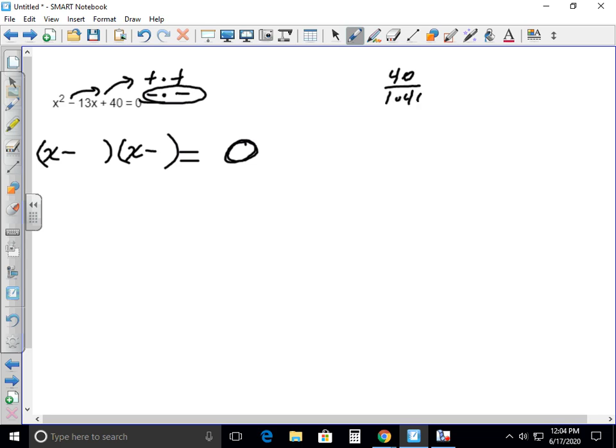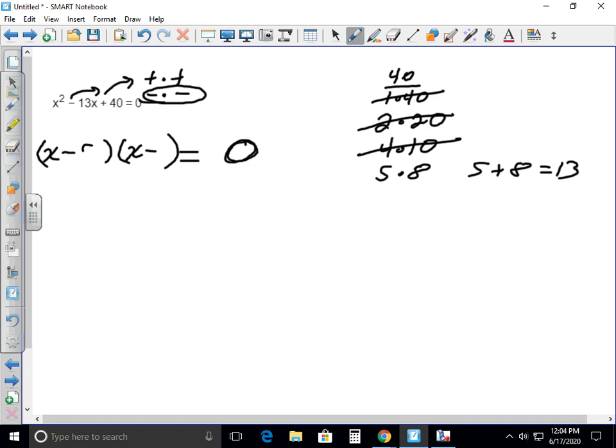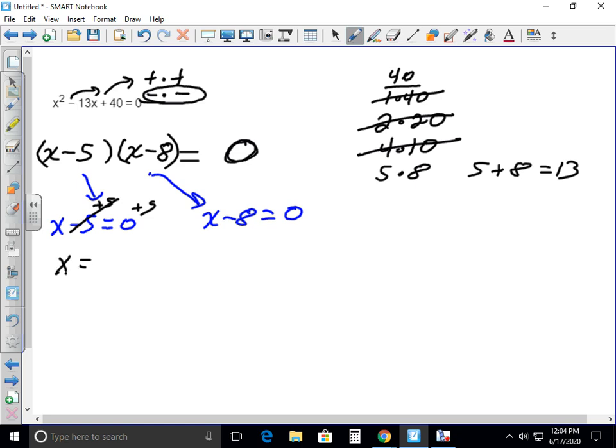So there's 1 times 40, that's not going to make 13. 2 times 20, that doesn't. 4 times 10, that doesn't. But 5 times 8 does make 13 also. So 5 there and 8 there. So notice it is important that we are familiar with our factoring. Once we have a product on the one side, we say what makes the first factor equal to 0 and what makes the second factor equal to 0. So get x by itself. So one answer would be 5.